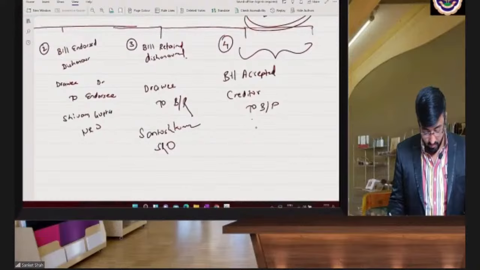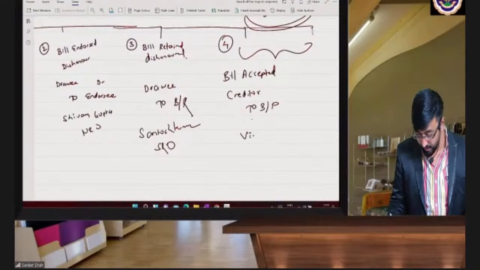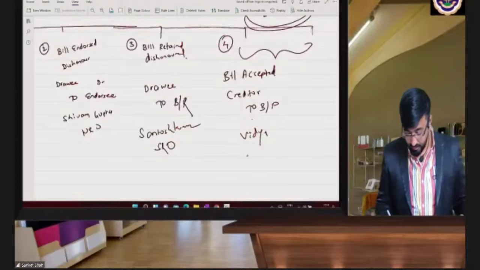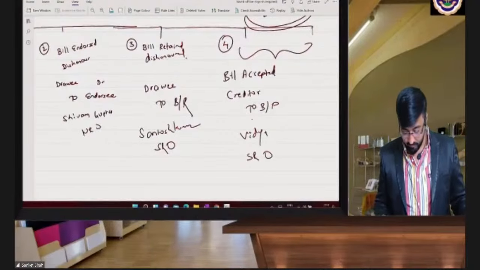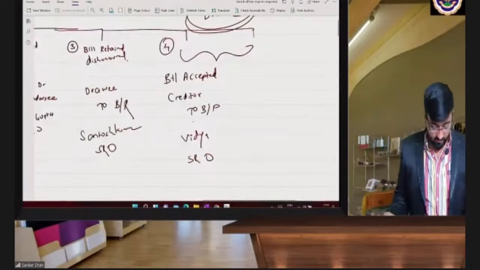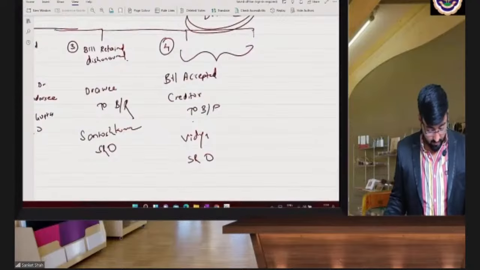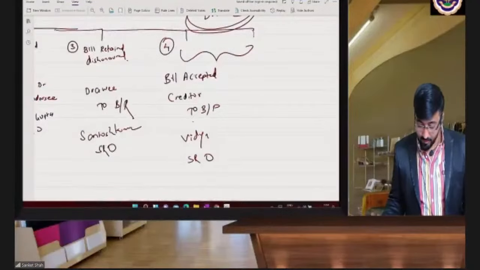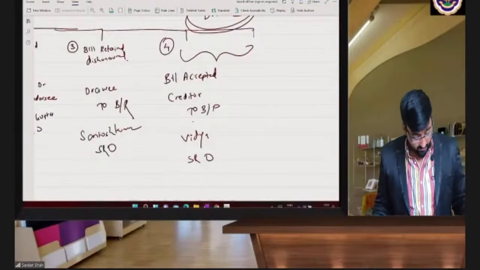Once again, Vidya ji. Vidya, clear cut winner, SRO. And last one. Yes, drawers to bills payable or creditors to bills payable, both are correct.